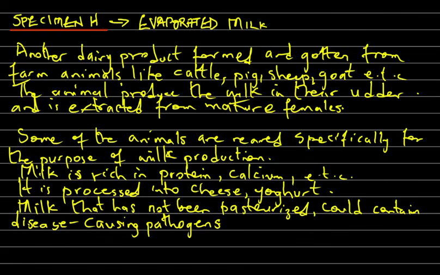The milk is rich in protein, in calcium, etc. We have iron in it also. It can be processed into cheese and into yogurt. Milk that has not been pasteurized could contain disease-causing pathogens, and that is one of the reasons why people need to pasteurize their milk, to prevent it from causing them any harm.